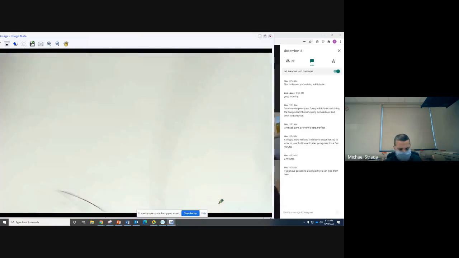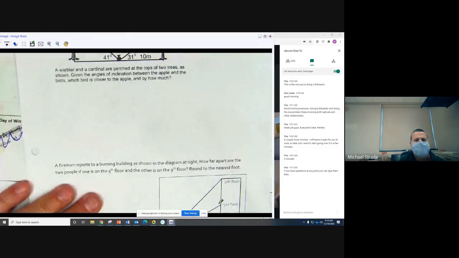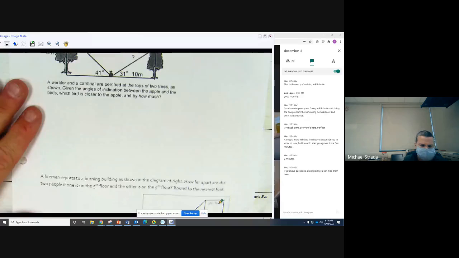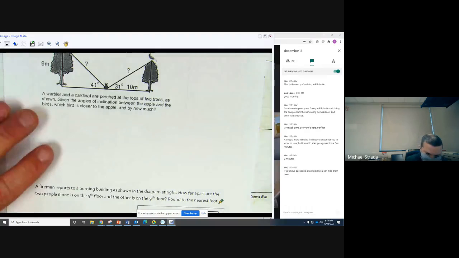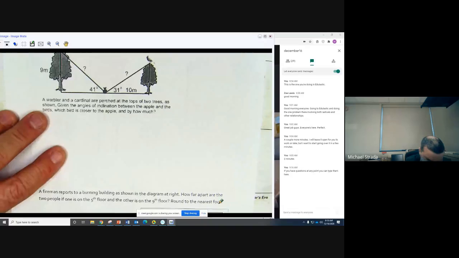All right, on the back. A warbler and a cardinal are perched at the tops of two trees as shown, given the angles of inclination. Angles of inclination are just like elevation, between the apple and the birds. Which bird is closer to the apple and by how much? Basically the question marks tell us we're trying to find the hypotenuse, so we know it's not tangent.